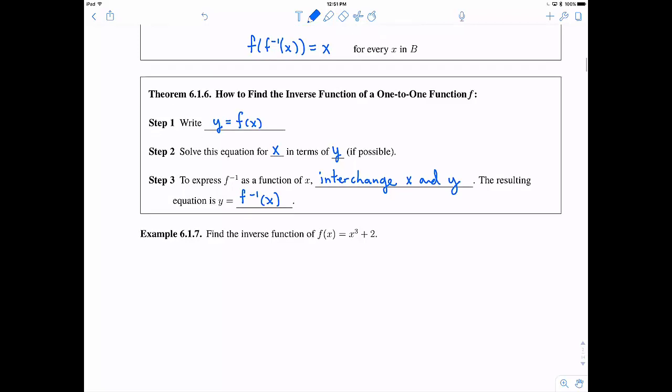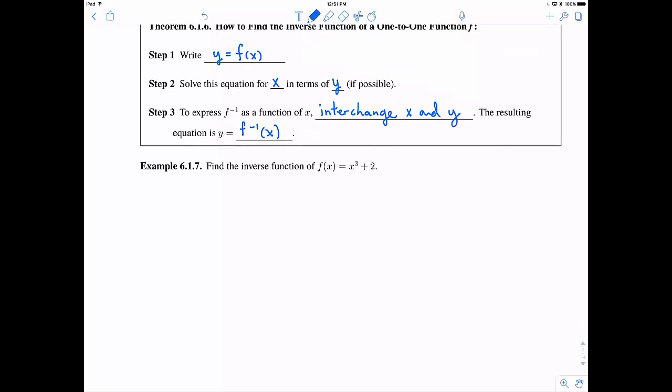Let's try it out. On this nice example, we're going to find the inverse of the cubic function f of x equals x cubed plus 2. First, everywhere I see an f of x, I'm going to write y. Check. Then I'm going to solve this equation for x in terms of y. To do that, let's subtract 2, and then take the cube root to cancel that cube. So x is the cube root of y minus 2, and now we've successfully solved for x in terms of y.